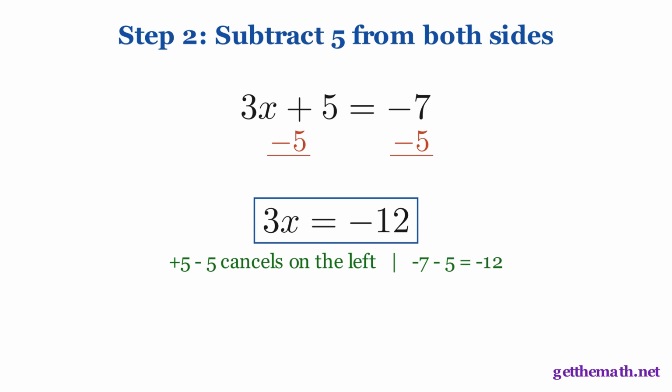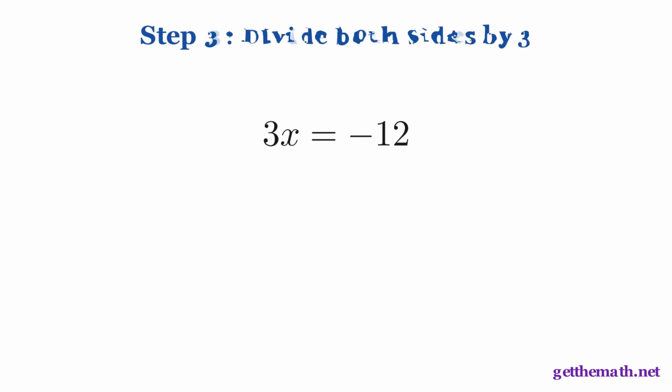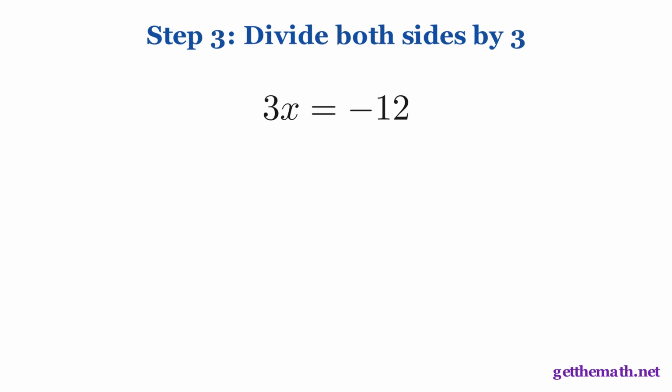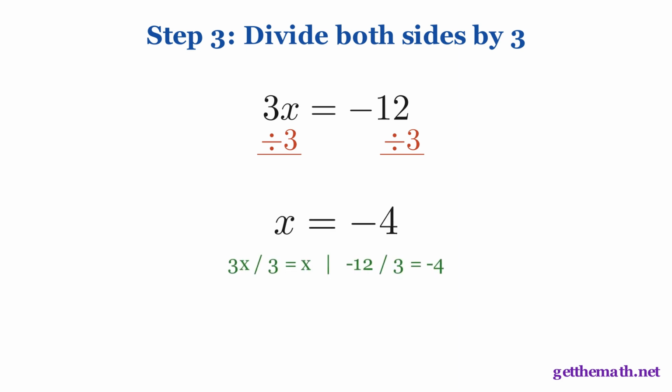Step 3. Solve for x. 3x equals negative 12. Divide both sides by 3. 3x divided by 3 is just x. Negative 12 divided by 3 is negative 4. So, x equals negative 4.